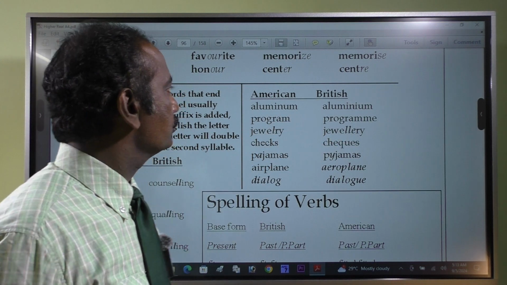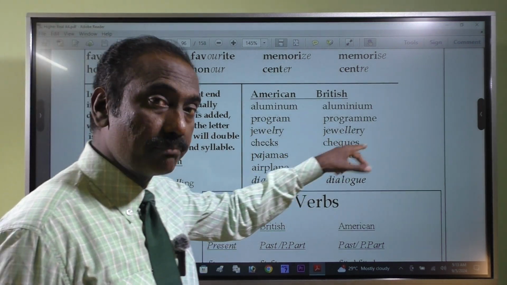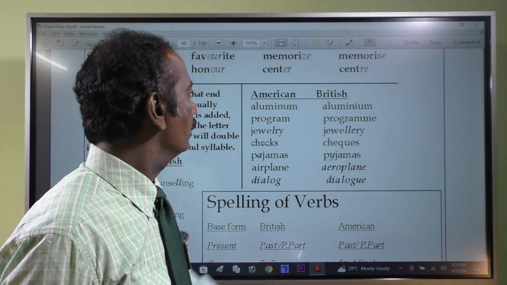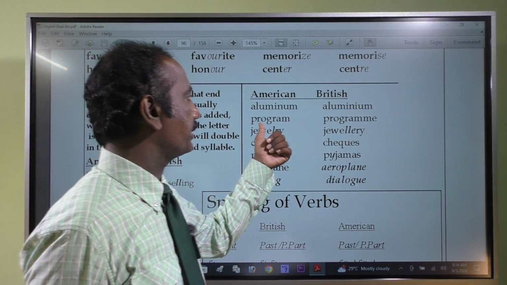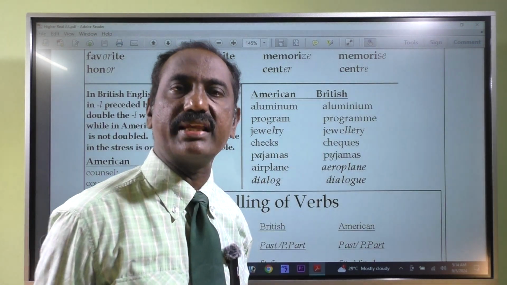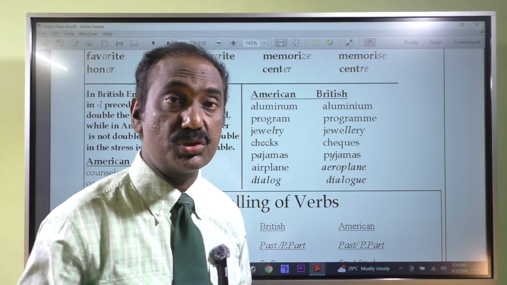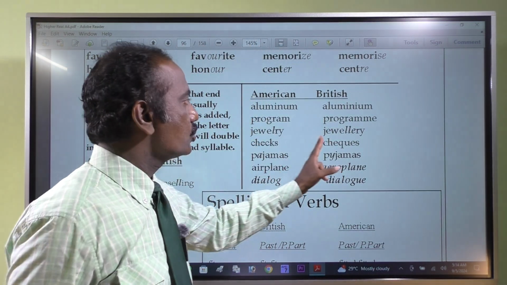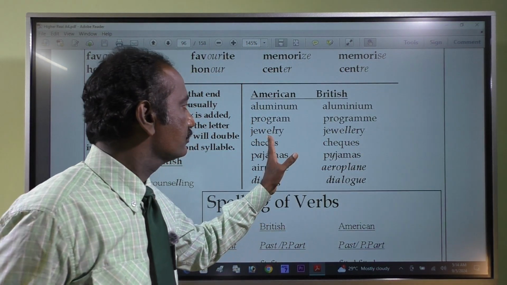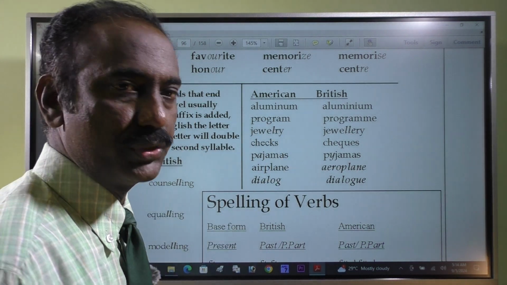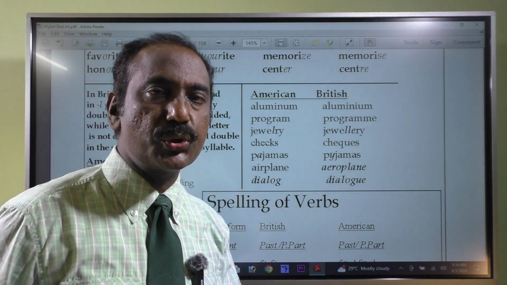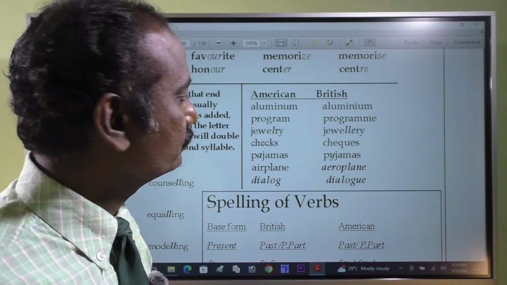Aluminum, Americans usually say; aluminium, British say. There is no I for Americans. Program is very important: Americans usually say P-R-O-G-R-A-M, but British say P-R-O-G-R-A-M-M-E. Jewelry, only a single E is used in the USA. Check, spelled C-H-E-Q-U-E by Britishers, is the old spelling.